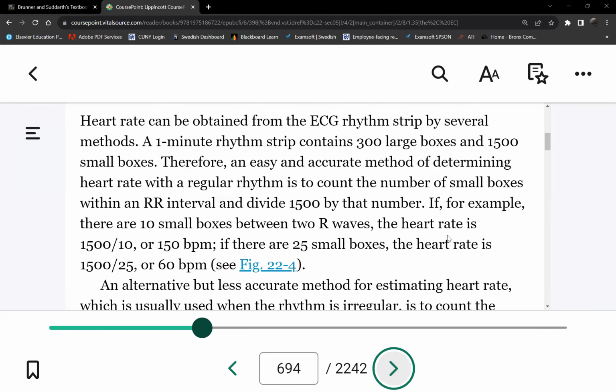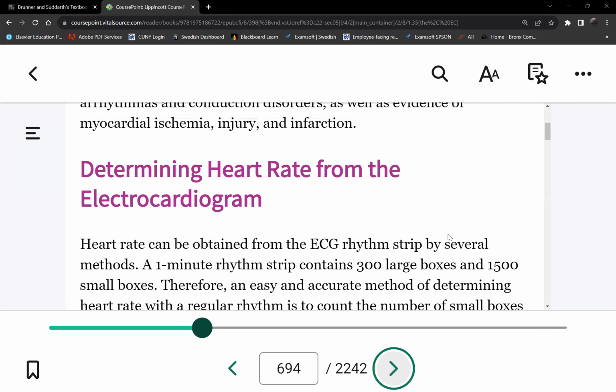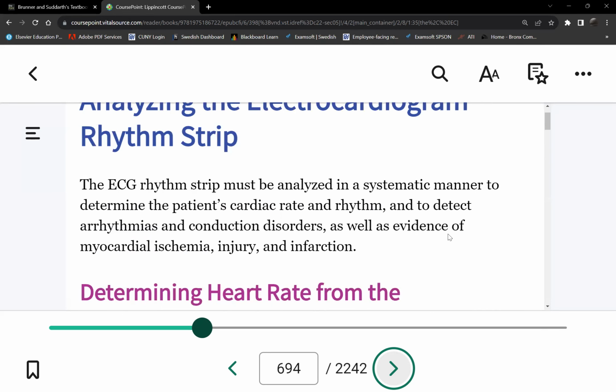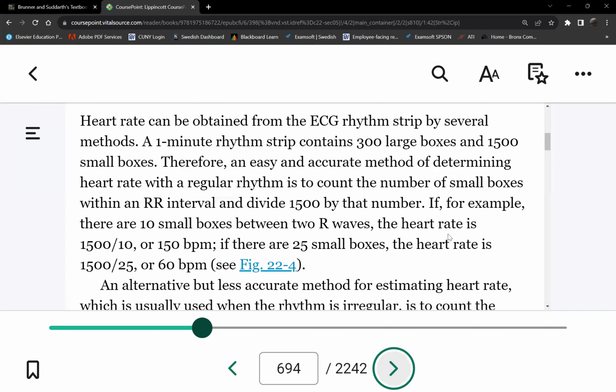We won't do all the steps. We will only do a few steps. The first step is always determining the heart rate. Whenever we see a rhythm strip, the first thing we'll count is the heart rate. What is the heart rate? There are a few methods. There are 3 methods mentioned here.